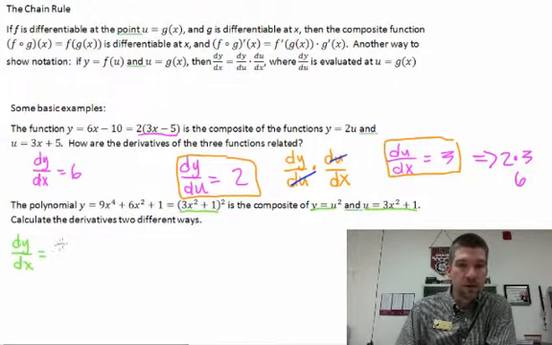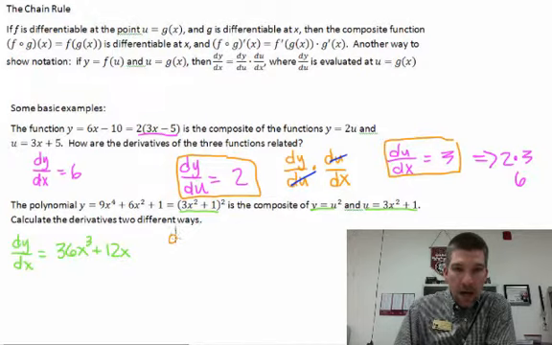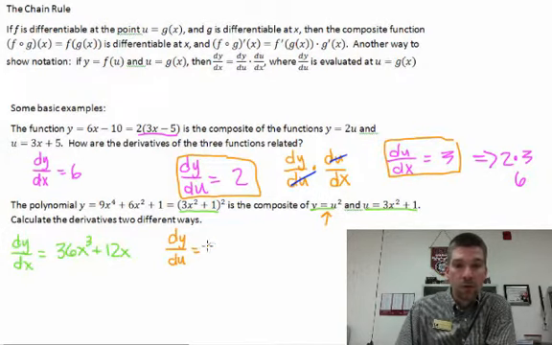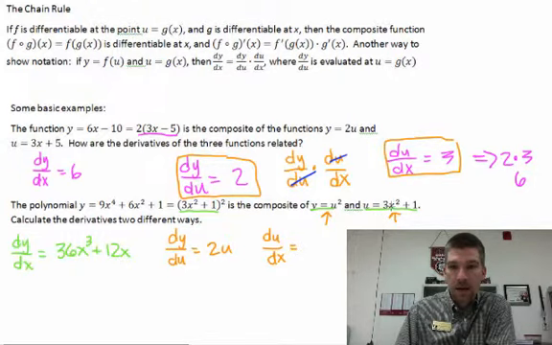Straight up, dy/dx is going to be 36x cubed plus 12x. Or maybe I could figure out a way to work this with dy/du. That means the derivative of this guy right here is going to be 2u. And then du/dx is going to be this guy right here, and that's going to be 6x.